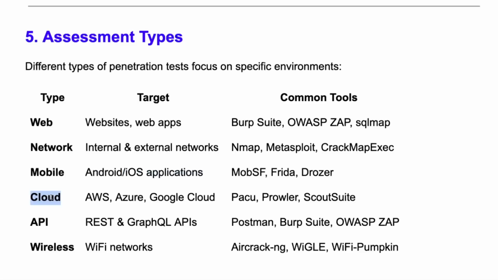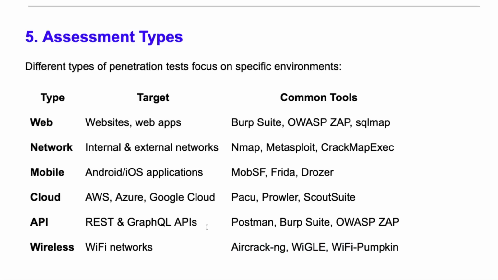Then we have the cloud-type client, which uses AWS, Amazon Web Services, Azure through Microsoft, or Google Cloud, and you can use Pacu, Prowler, or ScoutSuite as your tools for that pen test. There are API types of targets, and these could be REST or RESTful APIs. There are also GraphQL APIs, and you can use Postman, Burp Suite again, or OWASP ZAP again as your tools. And then we have the wireless type of client, which is the Wi-Fi network in general, which will be the target. There you have Aircrack-ng, Wifite, and WiFi-Pumpkin.